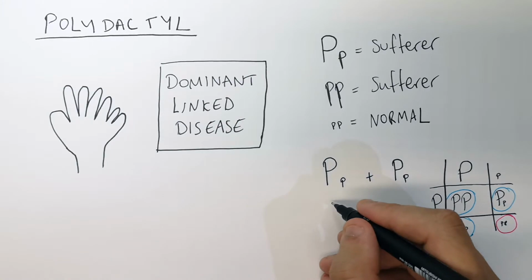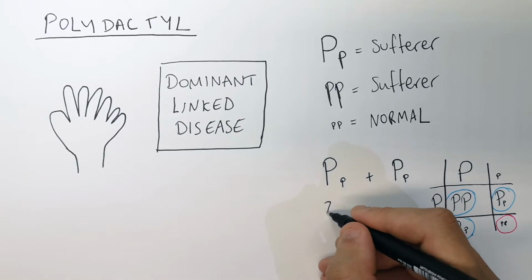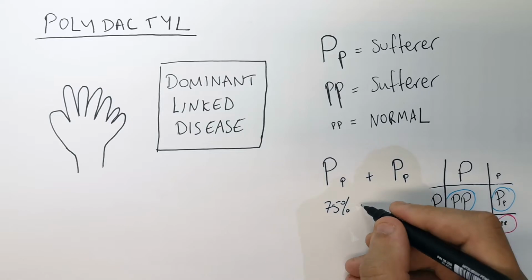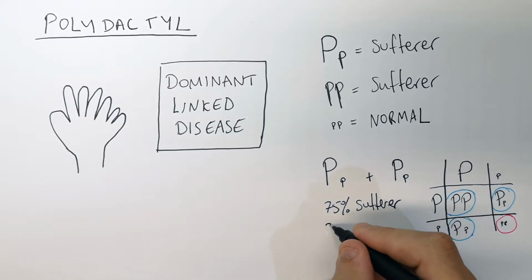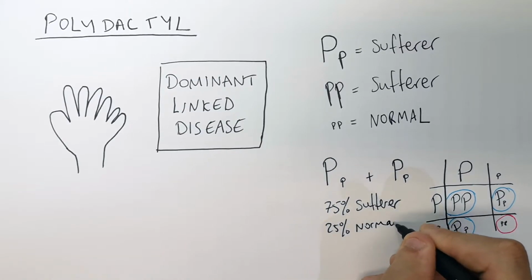So now what are the chances of having a sufferer? That is going to be 75% because you only need one dominant allele to be a sufferer, and a 25% chance of having a normal child.